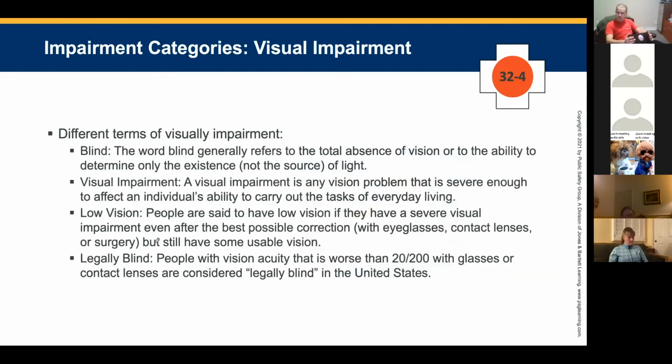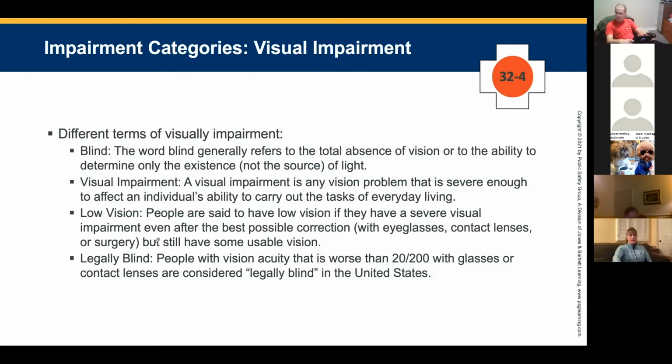There are various terms talking about visually impaired individuals. When we talk about somebody who is blind, the word blind generally refers to the total absence of vision or the ability to determine only the existence, not the source, of light. Whereas a visual impairment is any vision problem that is severe enough to affect an individual's ability to carry out tasks of everyday living. Then you have low vision.